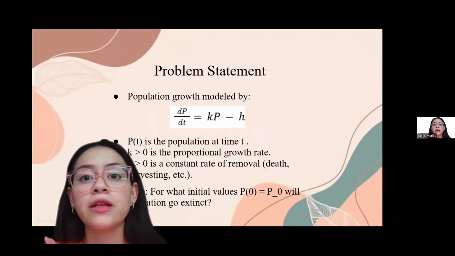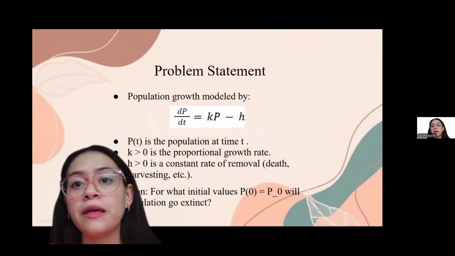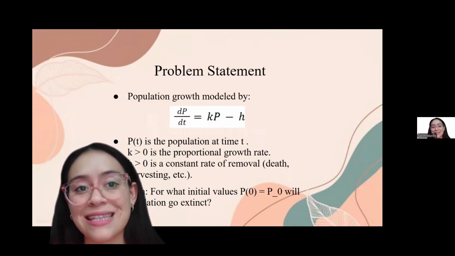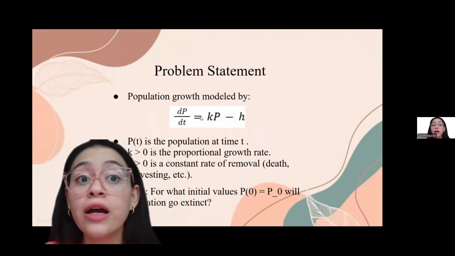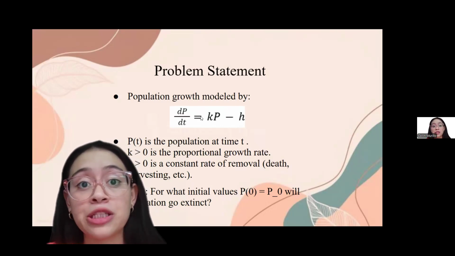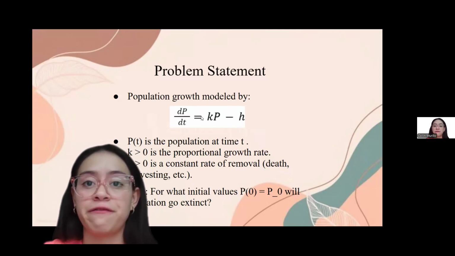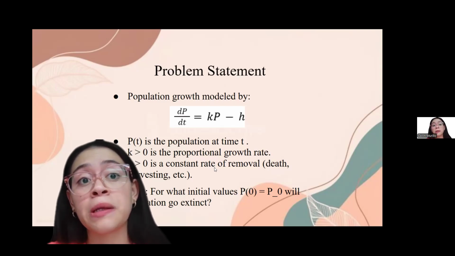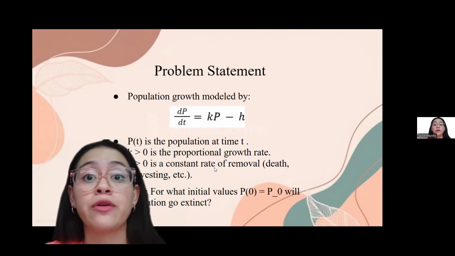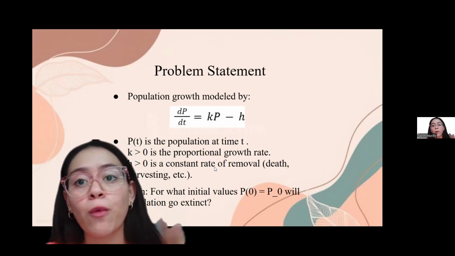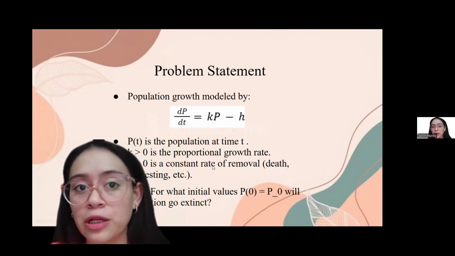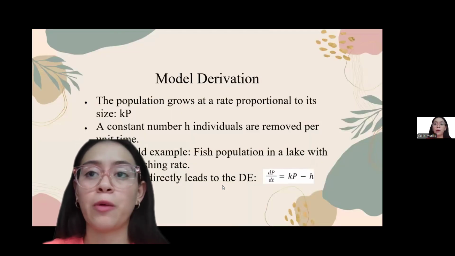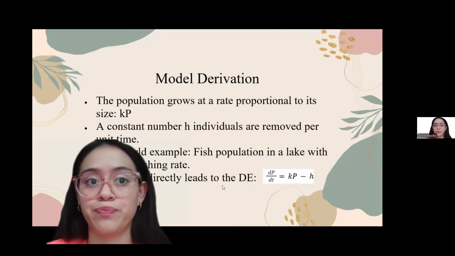Problem statement. The equation we're working with is dP/dt = kP - h, which is provided right here. Here, P(t) means the population at time t, k is how fast the population grows, and h is the constant number of individuals removed every time unit. The question is, for what starting population would the population eventually go extinct? And we're about to find that out.